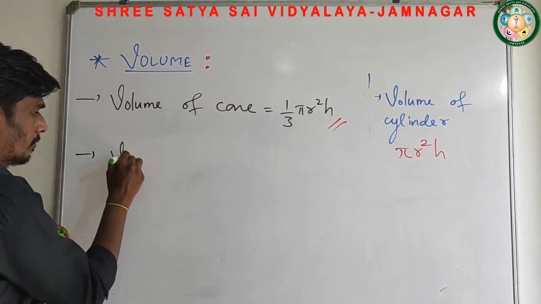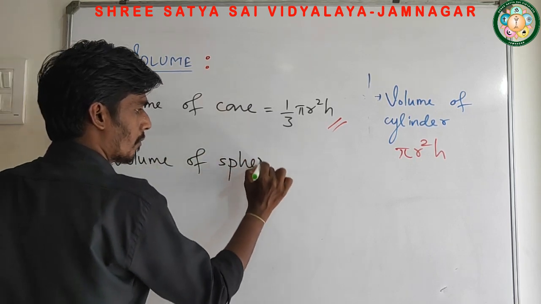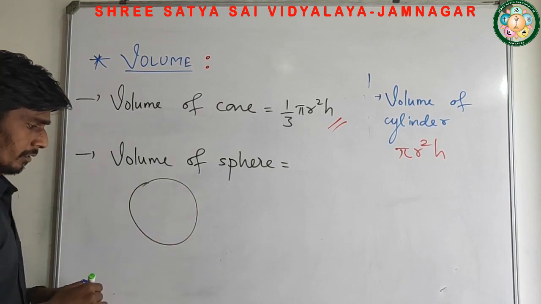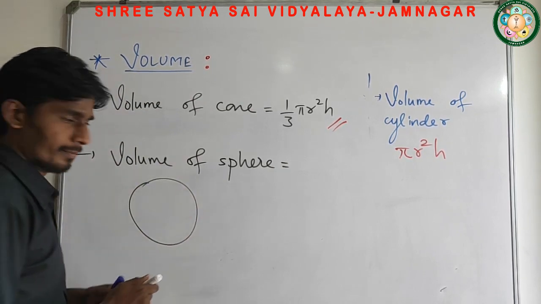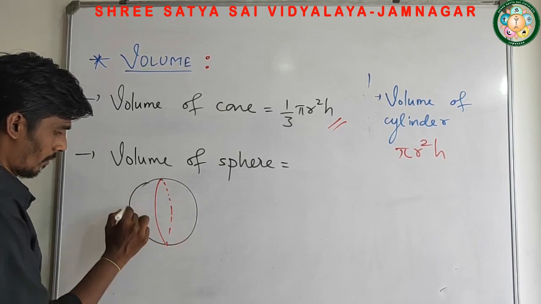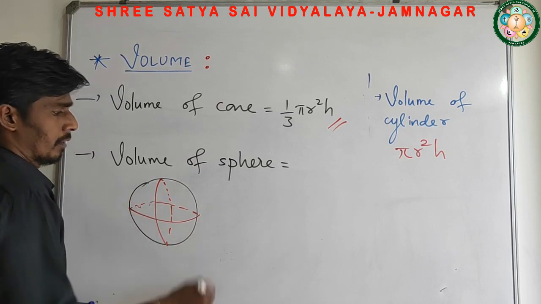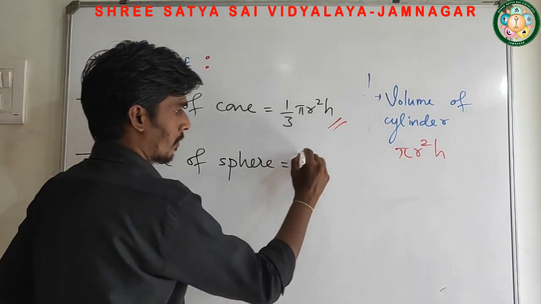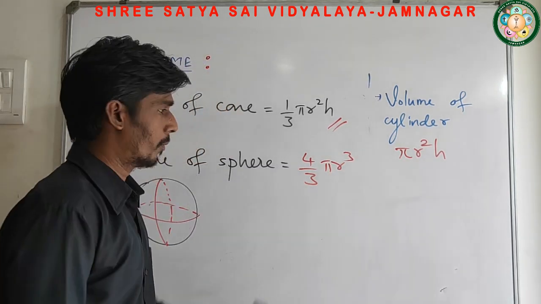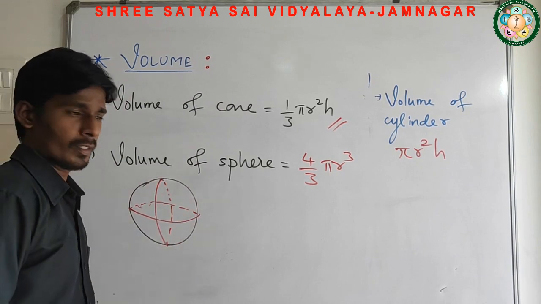Now volume of sphere. This is a sphere. So the volume of a sphere is 4 by 3 pi r cube. It's 4 by 3 pi r cube. We get the whole volume of this sphere.